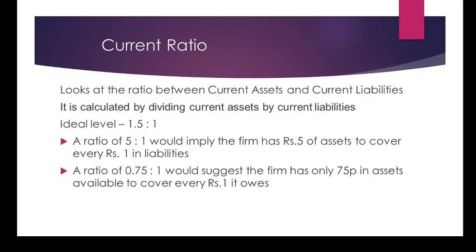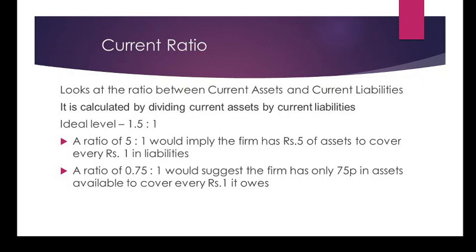The first type of ratio is current ratio. Current ratio looks at the relationship between current assets and current liabilities. So it is calculated by dividing current assets by current liabilities. The ideal or standard for this ratio is 1.5:1. It means if current assets are 1.5 times of current liabilities, the liquidity position of the business, as measured by the current ratio, is presumed to be satisfactory.